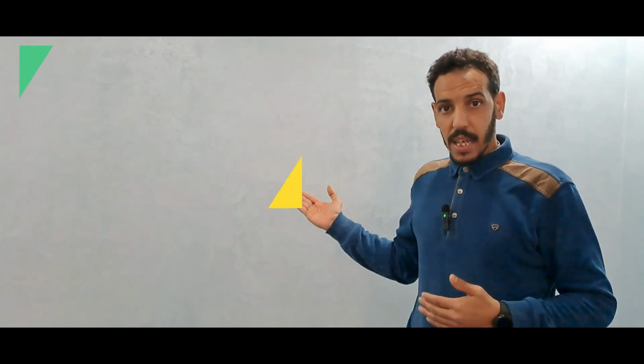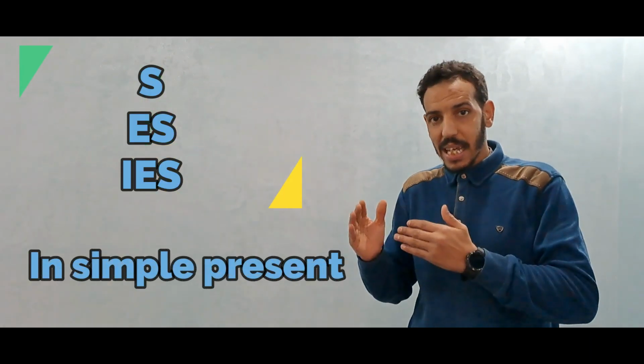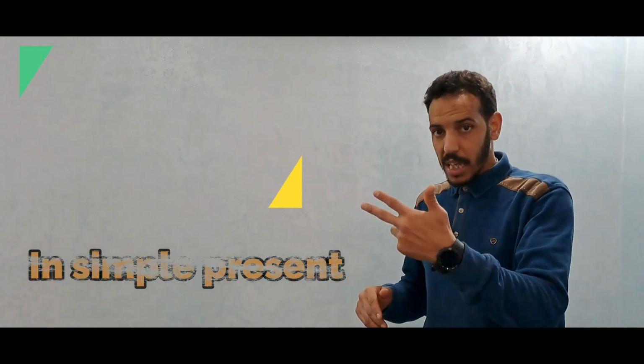Because as I told you, I repeat, with he, she, and it, these three subjects, we always change the verb in the simple present. We always put S or ES or IES at the end of the verb. I repeat, at the end of the verb, okay? But I, you, we, and they will never change the verb.